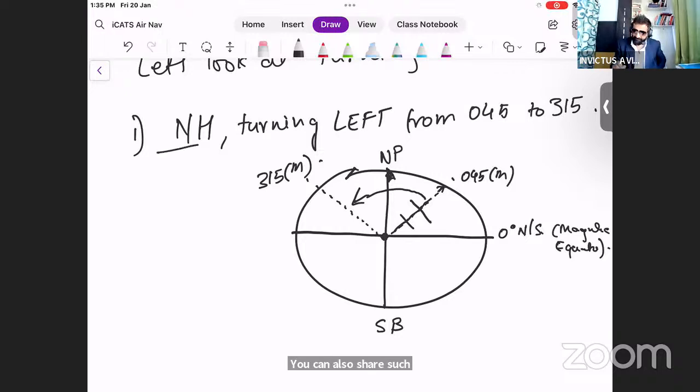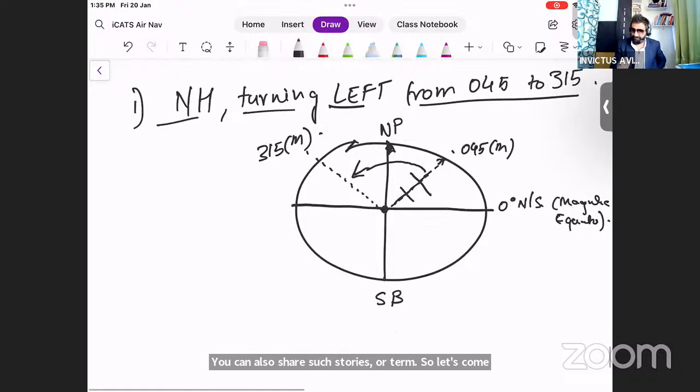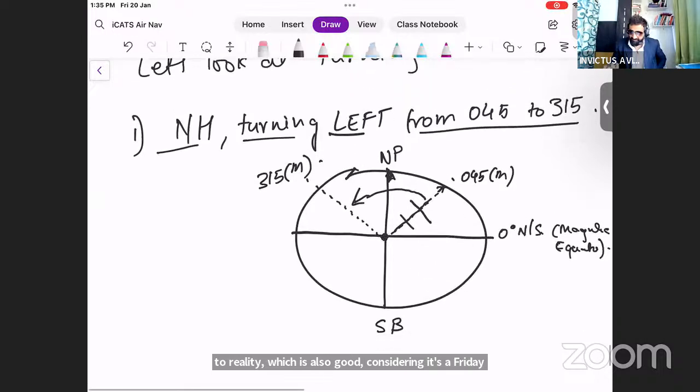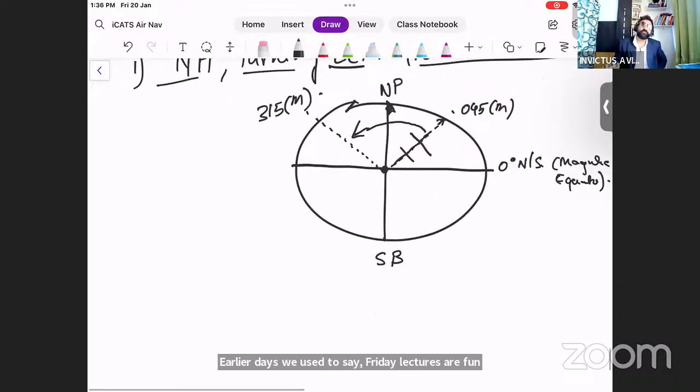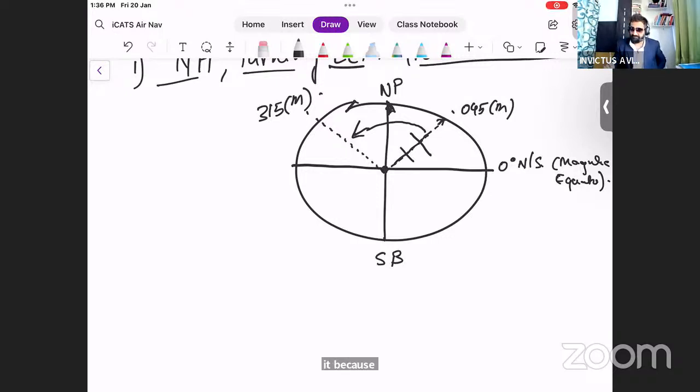So let's come back to reality, which is also good, considering it's a Friday. Earlier, we used to say Friday lectures are fun Fridays. These days, I've stopped saying it because we're just focused on studies. But I think in the New Year, we're going to do that again, fun Fridays. So this was the fun aspect that I shared with you all.